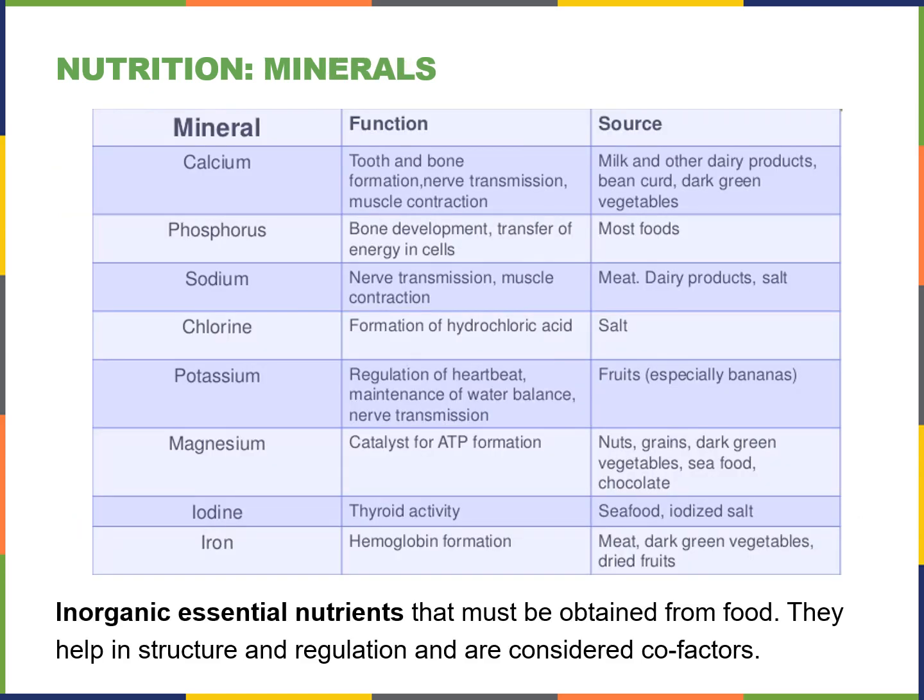We also need within our diet micronutrients, which include both vitamins and minerals. And these are inorganic essential nutrients that, again, have to be obtained from food. Okay, so they help in structure and regulation and are considered something called cofactors. We won't go into that too much, but just have a look at this table and understand what minerals our body needs, what they do for us, and where we can get them from.